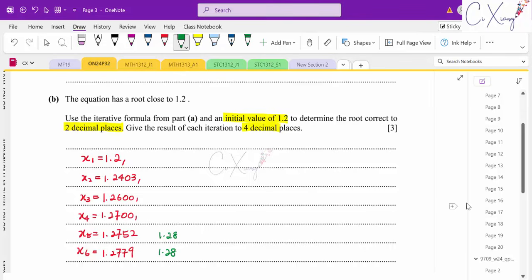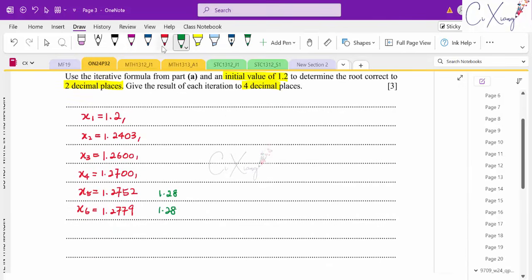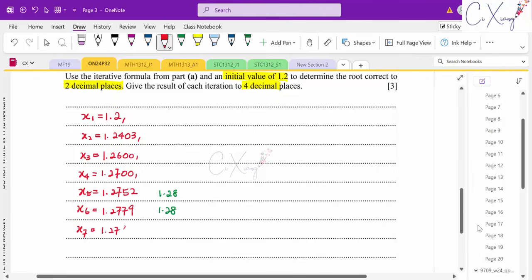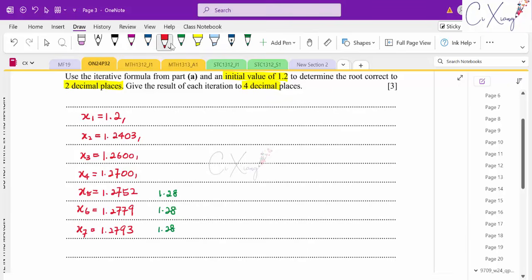So if you want to stop here, you can, but usually I want it to be more secure, so I will continue for one more iteration. I want to get x7. To get x7, repeat the process again: calculate, 1.2779, equal sign. We're having 1.2793. So 1.2793. Then if I double check the 2 decimal places answer, it is 1.28. So I can now conclude that the root for this function should be 1.28, correct to 2 decimal places, according to what the question requests.